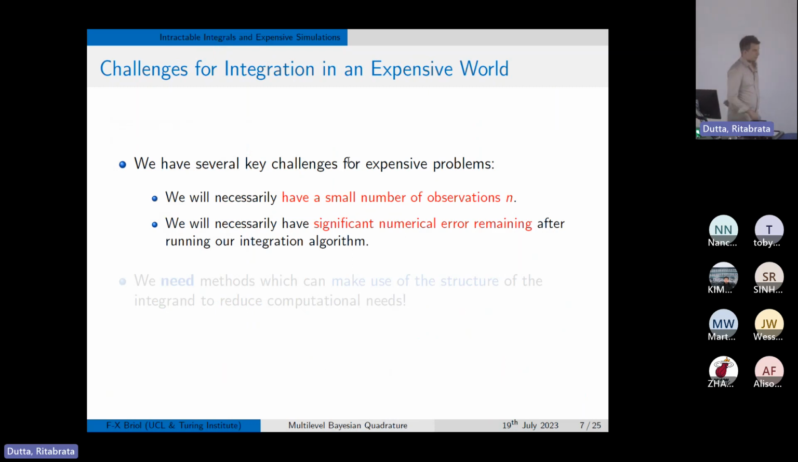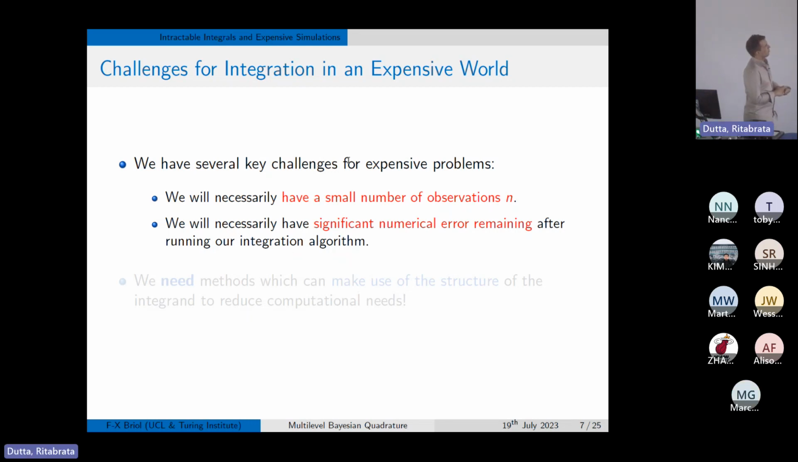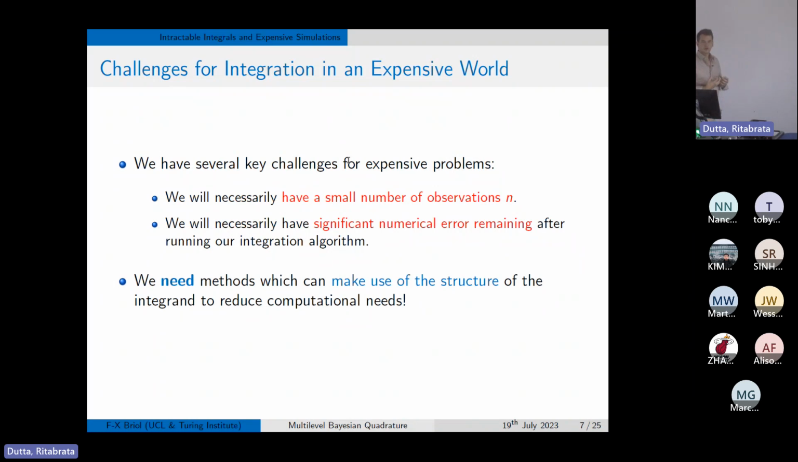So in summary, the sorts of problems that I'll look at will typically have a fairly small number of observations n, and I can usually expect a fairly significant numerical error to remain even after I've run whatever algorithm I'm going to use. And so one thing we could do to tackle this problem is to try to make more use of the structure of the particular integration problem we're going to look at. And so what I'll talk about is one way in which you can do this. The other thing we might need, given there's going to be significant numerical error, is to try to quantify this error. And so I guess Marvin's already talked about quantification of uncertainty in the case of numerical tasks yesterday. And here, this is going to be yet another example, but in the case of integration.